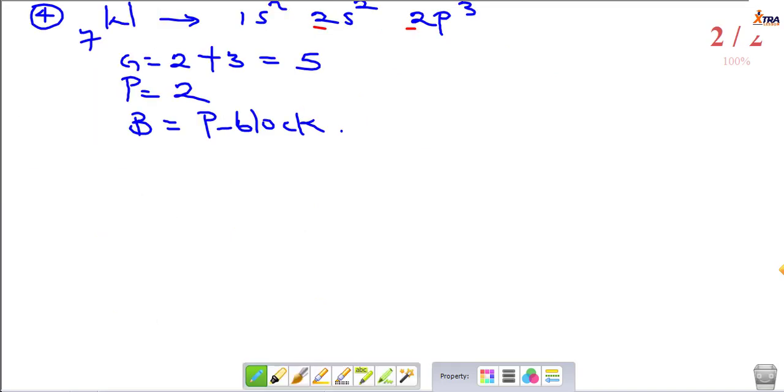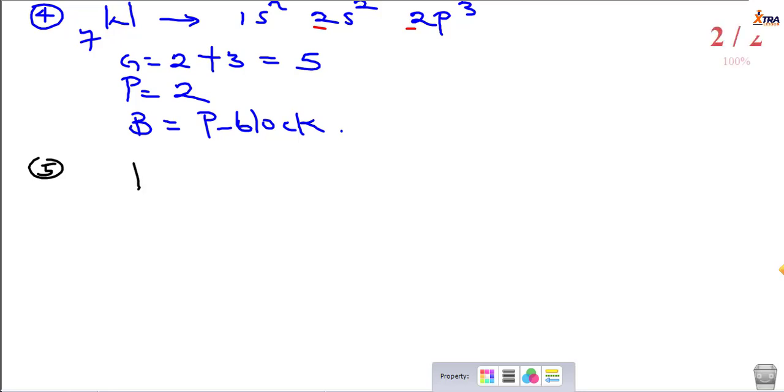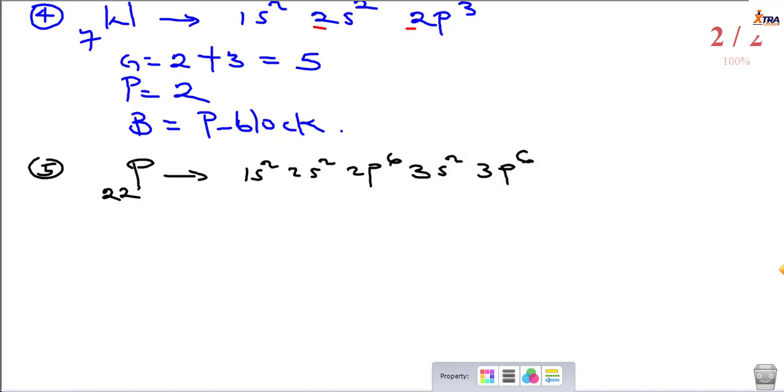I think the next question, let's see, we have P with atomic number of 22. So P here has an atomic number of 22. What is the electronic configuration for P? It is 1s2, 2s2, 2p6, 3s2, 3p6, right? 3d2, 4s2. What did we do here?